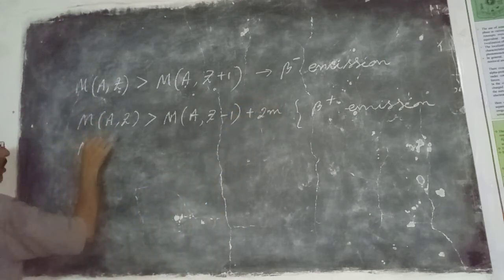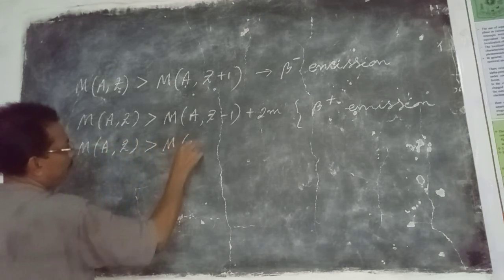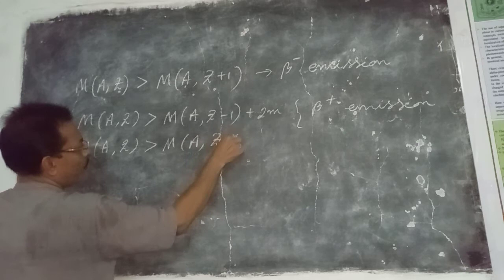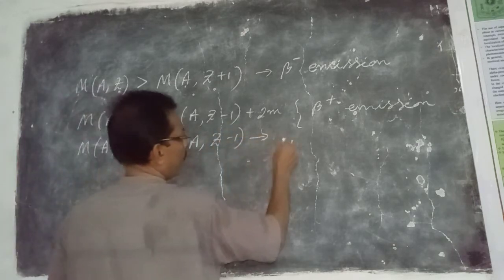That means if the mass of A, Z is greater than the mass of A, Z minus 1, then electron capture takes place.